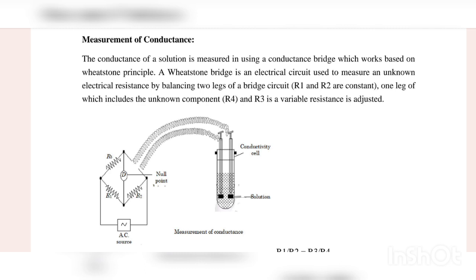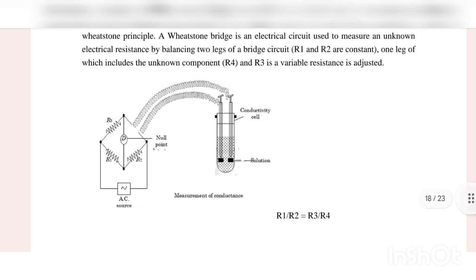So we can calculate the unknown resistance by balancing these four connections by an equation known as R1 by R2 is equal to R3 by R4. This is the typical construction of a Wheatstone bridge. See here, R1 and R2 are the fixed resistances, and R3 we can change by using a resistance box, and R4 may be the conductivity of an unknown solution. The conductance of a solution we have to know. So if we connect the unknown solution by putting in an external conductivity cell, we can measure the conductance of the particular solution.